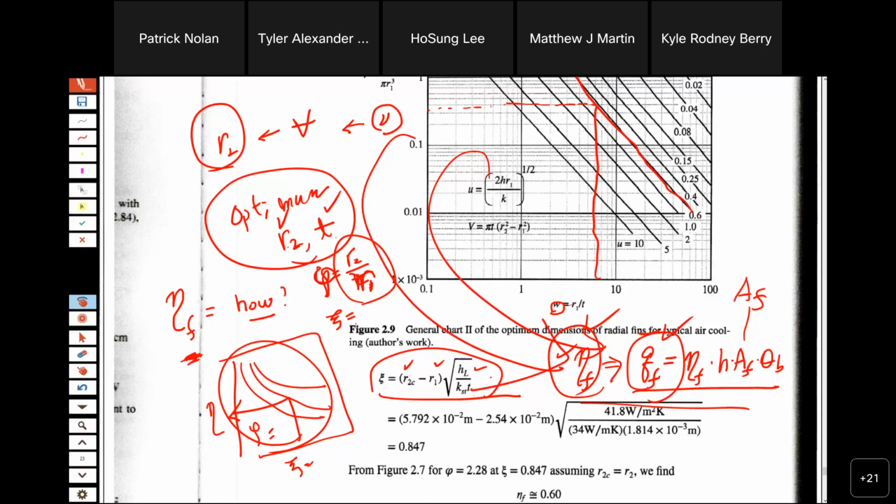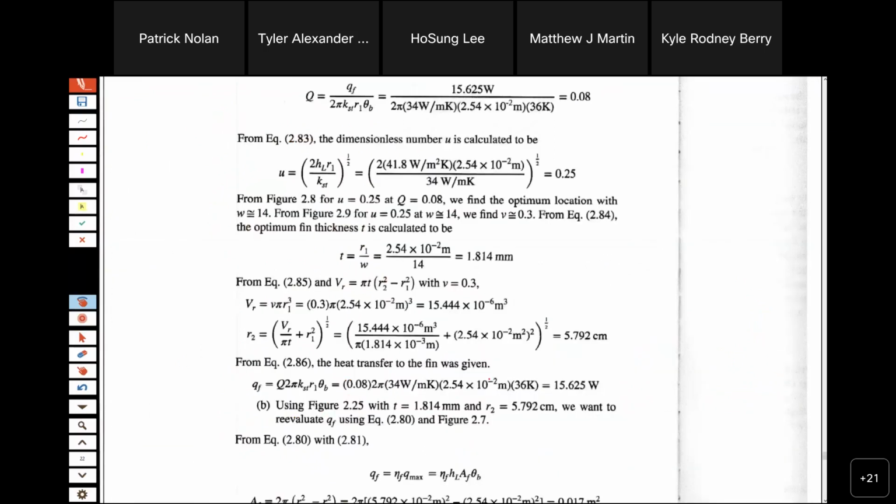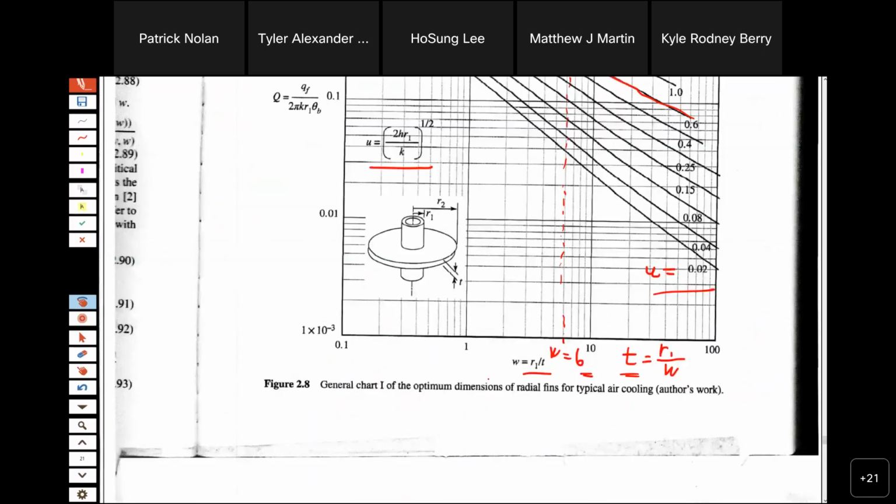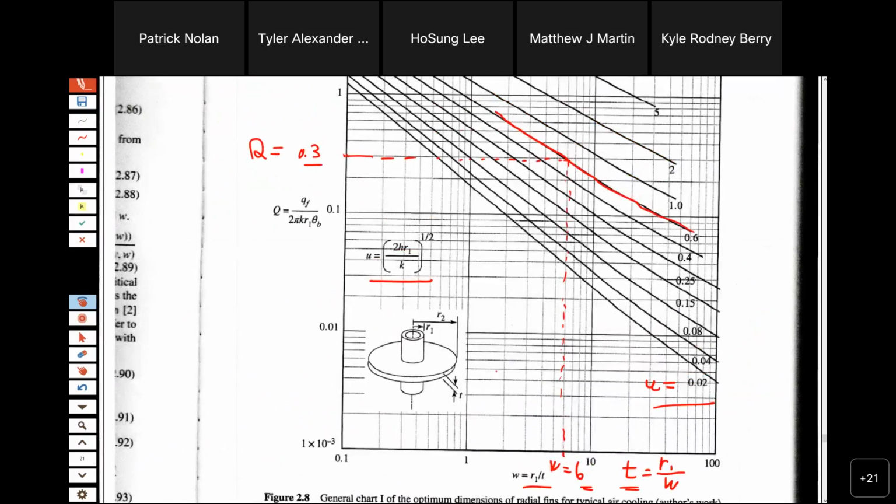Okay, now back to maybe several questions. Again, the same concept. Maybe QF is given. Do you think you can calculate the optimum? Yes or no?